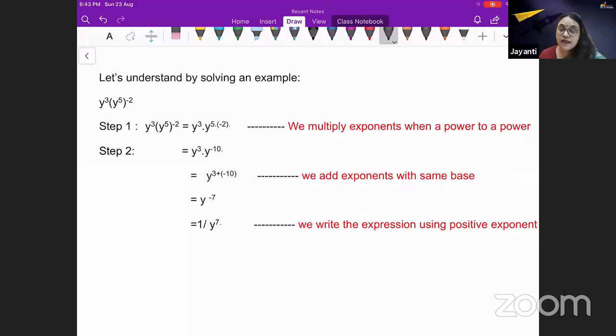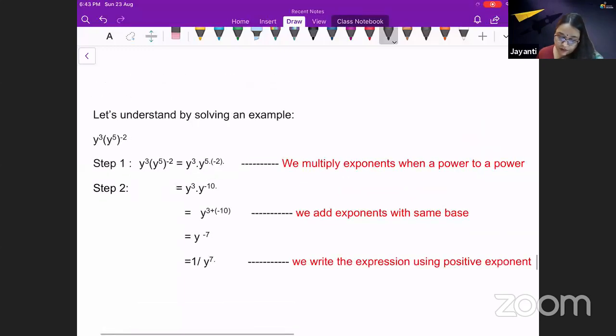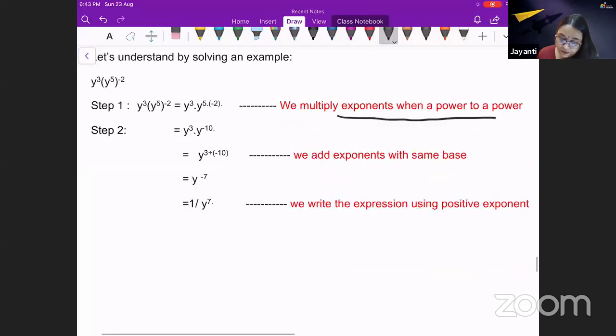Don't just see it, also tell which rule we are using. So the first step is we multiply the exponents when there is a power to power. First step is we complete this part. Okay. So y to the power of cube into y to the power of 5 into minus 2 is minus 10.